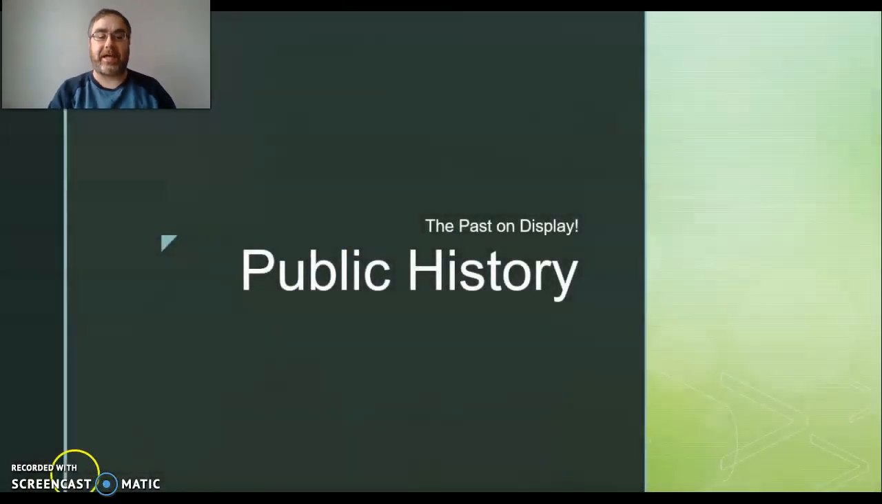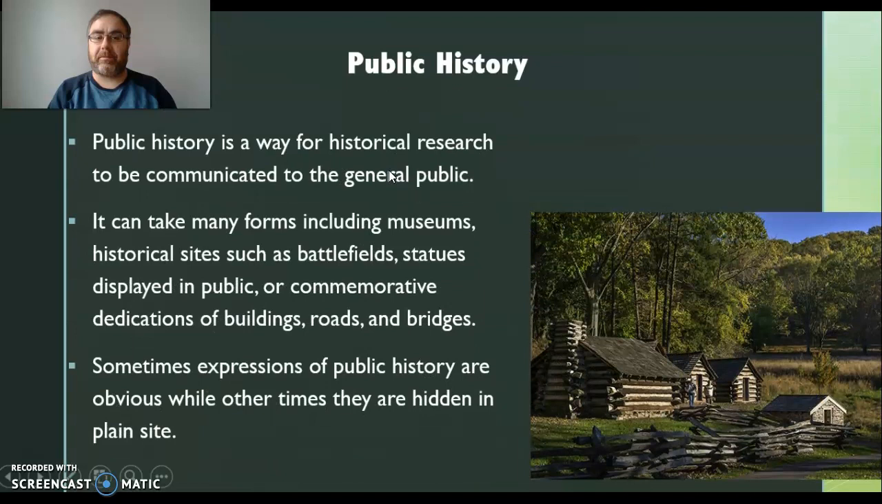So last week we looked at one type of historic research in primary sources. What we're going to look at today is a different subfield of history known as public history. And basically this is the past on display, like it says on this slide here. Public history is a way for historic research to be communicated to the general public.